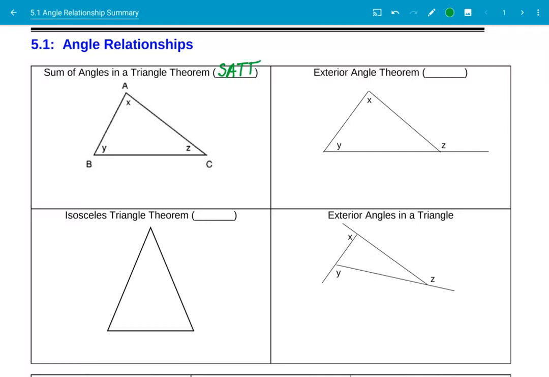Some of the angles in the triangle theorem, SATT for short, and we use shortcuts to describe these a lot, means that you take the three angle measures, X, Y, and Z. They have to add up to 180 degrees.